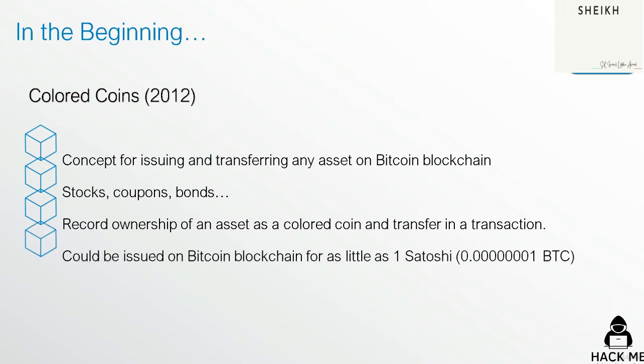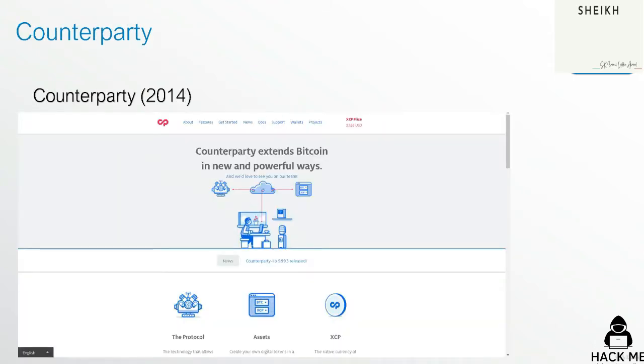Now, these could be issued on the Bitcoin blockchain for as little as 1 Satoshi. That's 100 millionth of a Bitcoin. So this is a very, very effective way to do it, but the technology really didn't get any further because things improved over time. The next step forward was Counterparty.